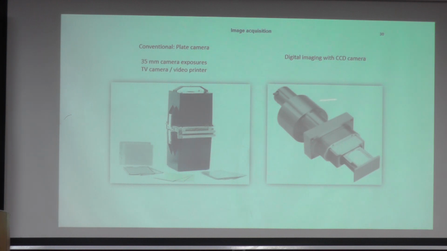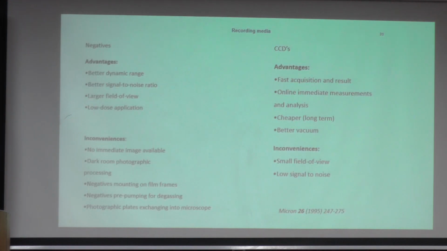The price of course is different between these two, and before there were also some troubles with the sensitivity of CCD cameras. The plate cameras were more sensitive, but now we have huge development in this direction. And there are also direct CCD cameras which can directly count the electrons. So, some comparison of the advantages and disadvantages of recording media.